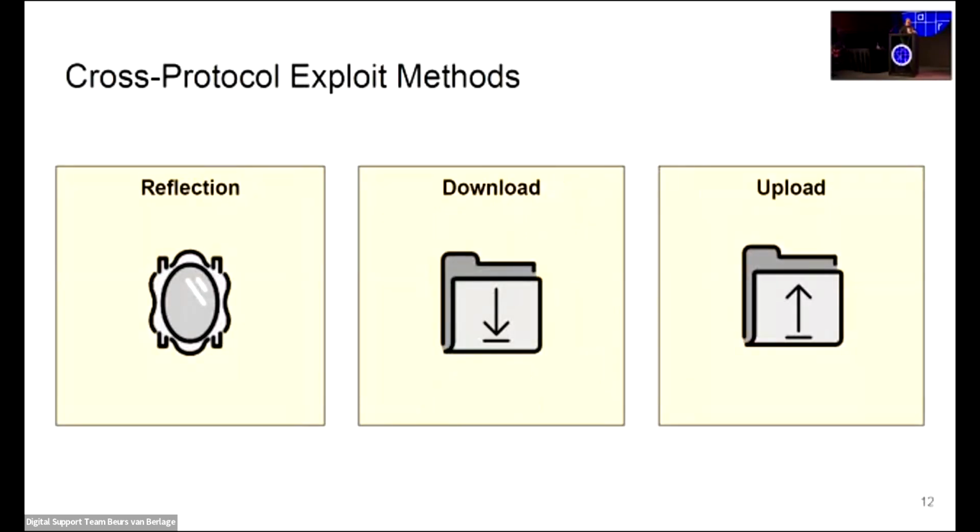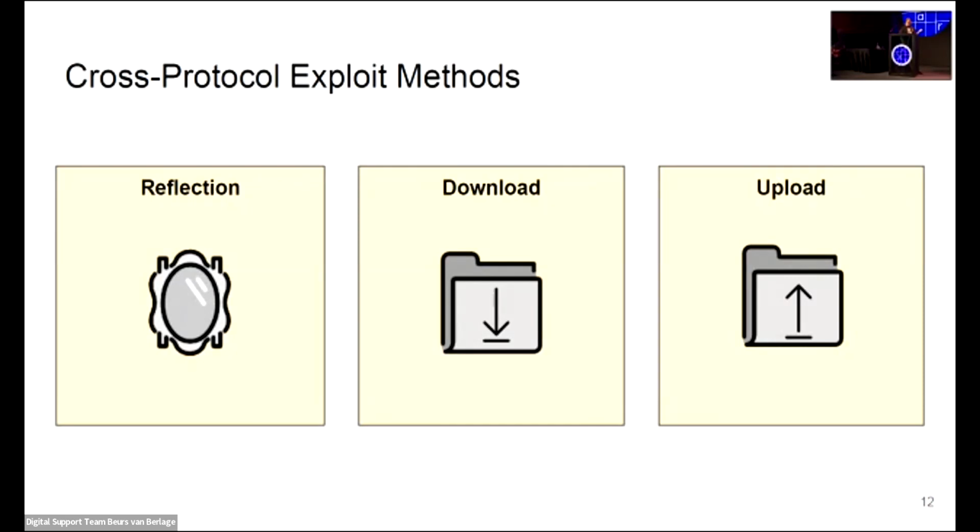And we consider three different exploitation methods. So in a reflection attack, the attacker would try to trick the client into sending a malicious payload to the intended server, which is then redirected to another server, and that server potentially reflects this payload, for example, in an error message.